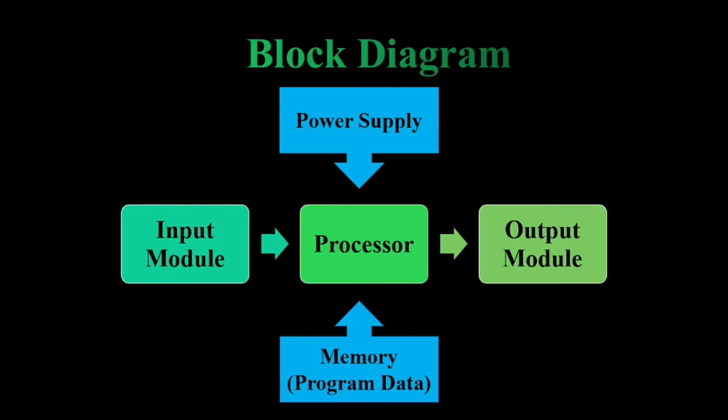And the third one is the memory block. The main function of the memory block is to store the program given by the user and the values generated from the sensors during a particular task. And the fourth one is the output module. The main function of the output module is to convert the 5-volt DC from the processor to 24-volt AC or DC for the output devices.